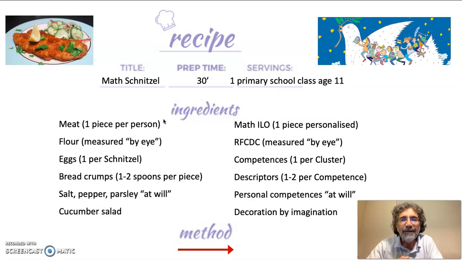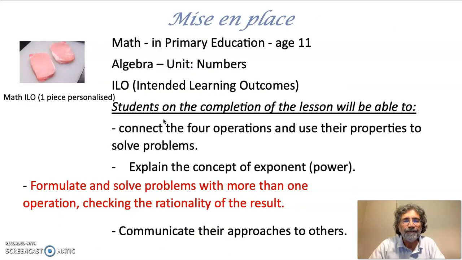But the math schnitzel needs math intended learning outcomes, 1 piece personalized, we'll talk about it. You need RF CDC measured by eye, competencies 1 per cluster, descriptors 1 or 2 per competence, no more, personal competencies at will, and decoration by imagination. Let's go on. It's called mise en place, and we'll put everything in order.